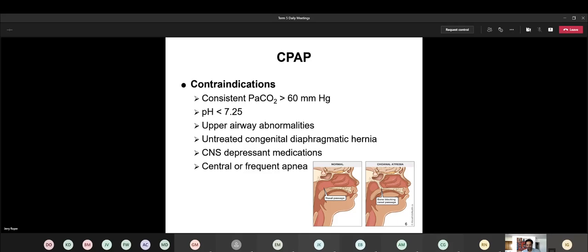And same goes for central apnea, or neonates that are born with apnea of prematurity. Very premature babies, with the underdeveloped nervous system, are just not getting the message to the diaphragm to breathe.